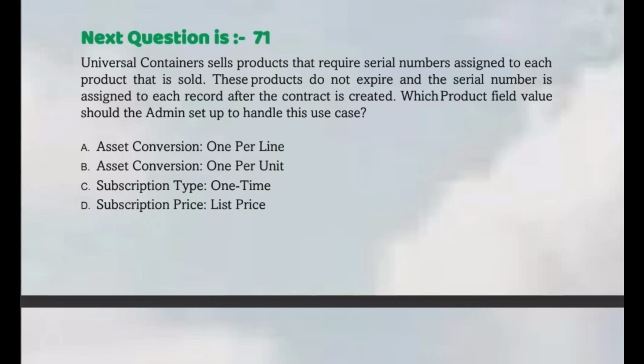Option A, asset conversion 1 per line. Option B, asset conversion 1 per unit. Option C, subscription type 1 time. Option D, subscription price list price. Correct answer is option B.